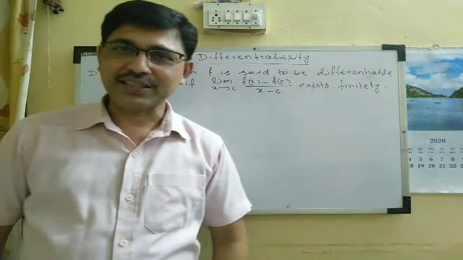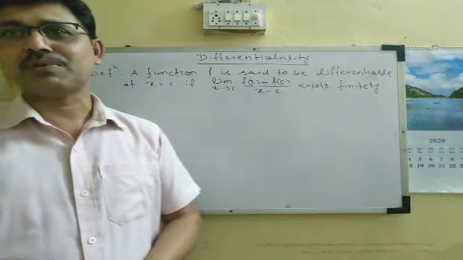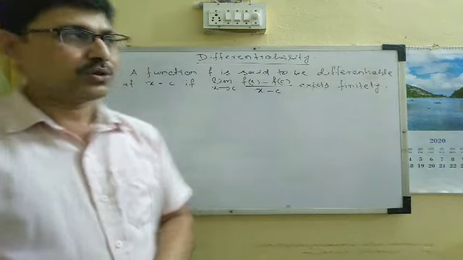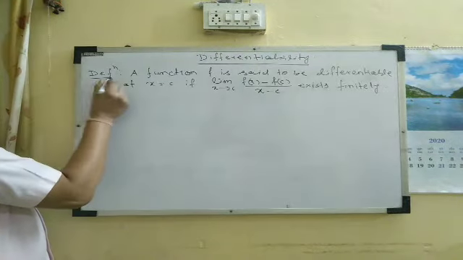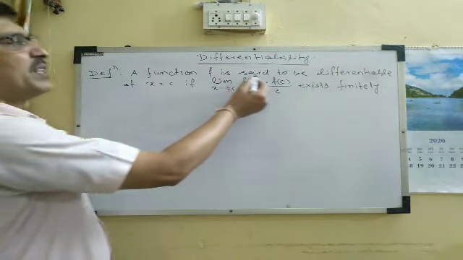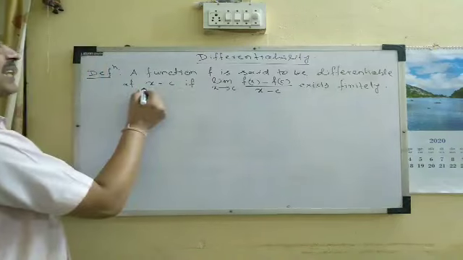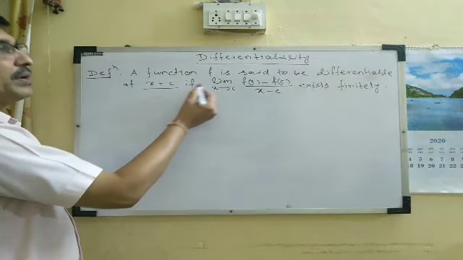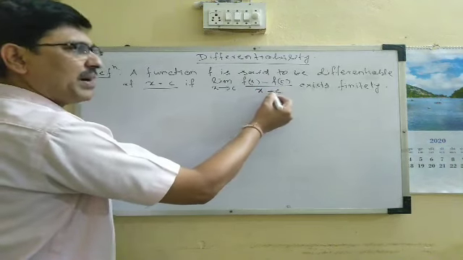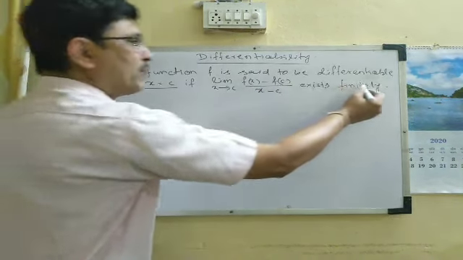Dear students, in this video I am just going to discuss differentiability of a function at a given point. So this is the definition of differentiability of a function. A function f is said to be differentiable at x is equal to c if limit x tends to c, f of x minus f of c divided by x minus c exists finitely.